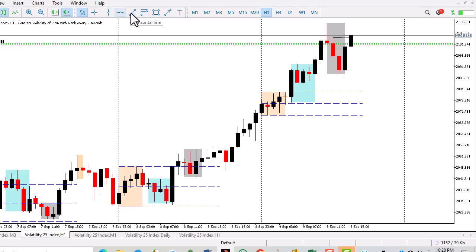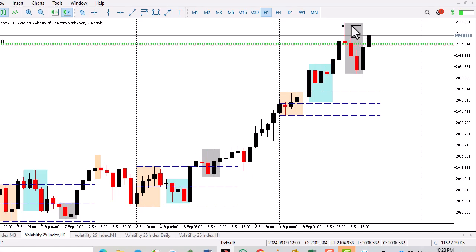Now this is the eye of this candle. Let me place it here. This is the eye, right? And this is the low of it. Power of 3 is everything. Once you learn to identify it and then you align it with your time, you are good to go. This is the high, right? That's the high.